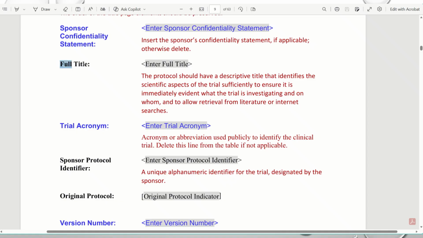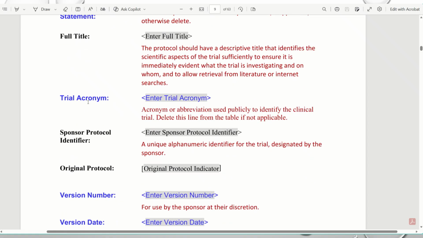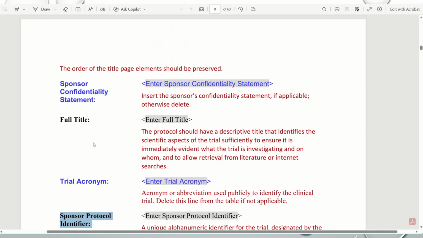So there's a full title. There's also a short title, which has to be in layman's terms. But anyway, we'll get to that. You have your trial acronym. You have your sponsor protocol identifier. So the title section is really about giving information on the protocol itself, and on how the protocol relates to the clinical trial.